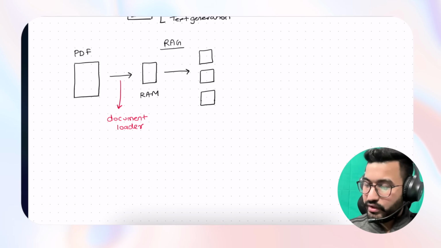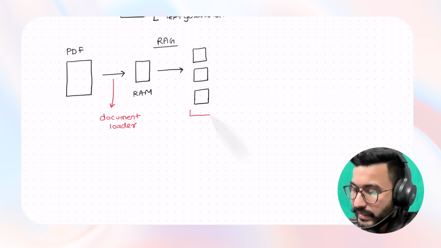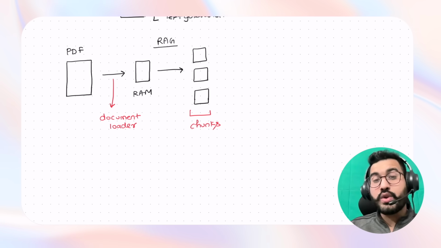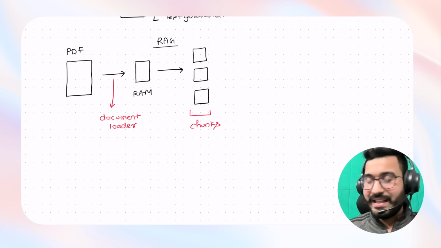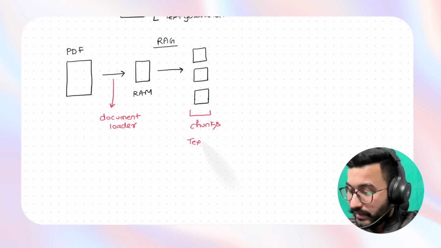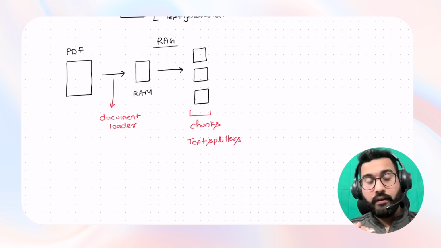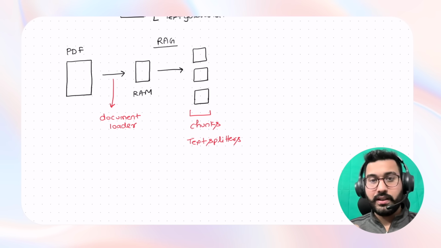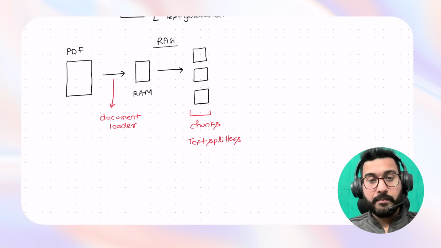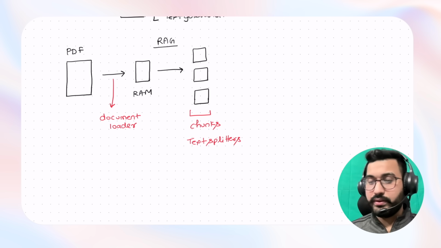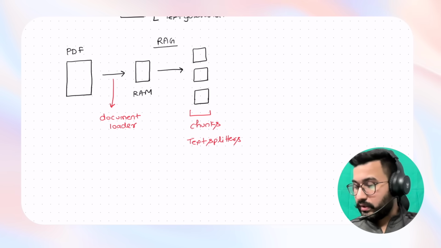But what we are essentially going to do is split the entire page or entire PDF into multiple chunks. And in order to facilitate this, in LangChain we have what are known as text splitters. Text splitters will basically facilitate the process of splitting your document into multiple chunks so that it becomes digestible by your LLM.